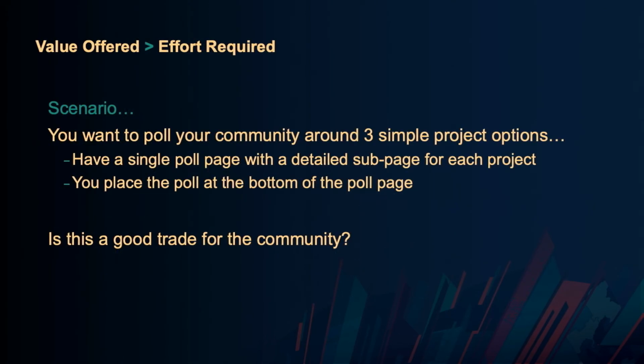So the golden rule of community building is that the value offered to your community members should be more than the effort required. So, a simple scenario: you want to poll your community around 3 project options. You have a single poll page with a detailed subpage for each project, and place a poll at the bottom of each page. Is this a good trade for the community? No, because the effort required is perceived to really outweigh the immediate value. I've had to read through all these things.